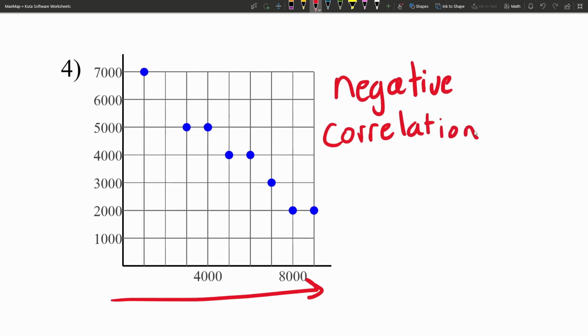As we move to the right, our values are trending down. And like in number 3, if we were trying to draw a line or a curve that best fit the points, it would probably look something like a straight line. Therefore, I would say that this negative correlation, the relationship is a linear one. A line fits these data points fairly well. Let's move on to number 5.